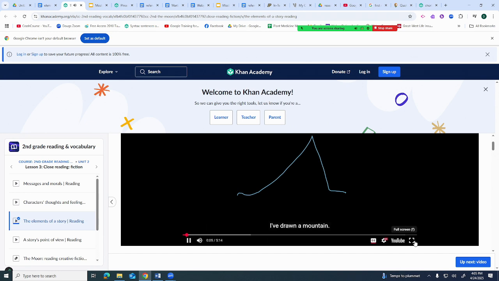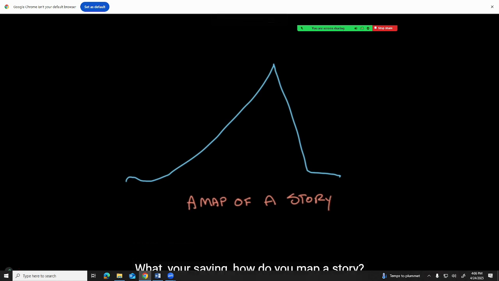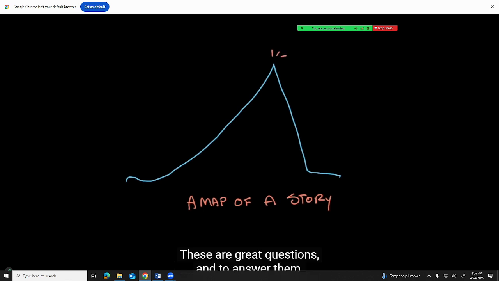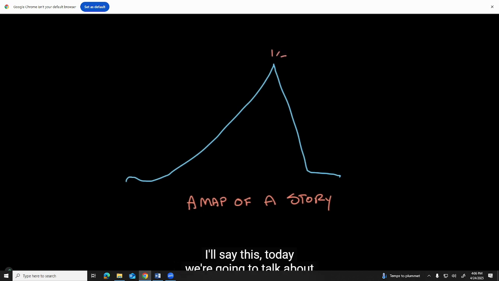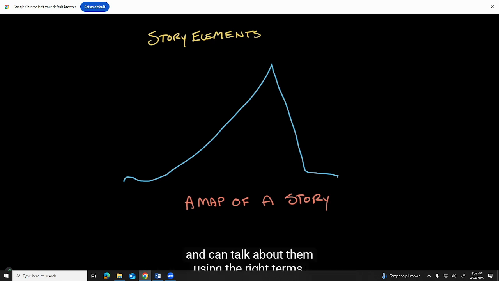I've drawn a mountain. But it's not a map of a mountain, it's a map of a story. What? You're saying, how do you map a story? What makes a story pointy? These are great questions, and to answer them, I'll say this. Today we're going to talk about the elements of a story, or the parts that make it up, like ingredients in a recipe. Many stories follow a similar pattern. Good readers know what these patterns are and can talk about them using the right terms. And this helps everyone be on the same page, so to speak, when you discuss or write about the stories you read. I'm about to drop a lot of vocabulary on you, so brace yourselves.